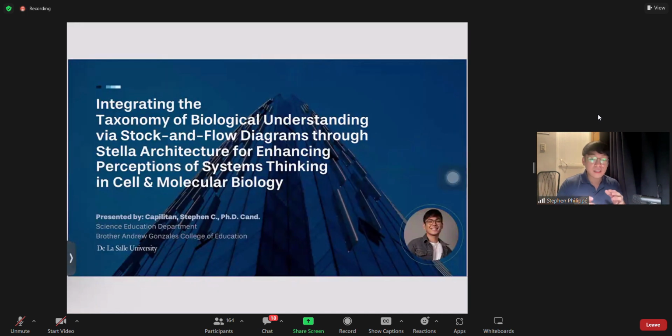It's integrating the taxonomy of biological understanding via stock and flow diagrams through stellar architecture for enhancing our perceptions of systems thinking in learning cell and molecular biology. So I'm Steven, and again, this is a work in progress. I'm still working on it. This will be implemented, not yet. I presented this one to my panel and even to my advisor.